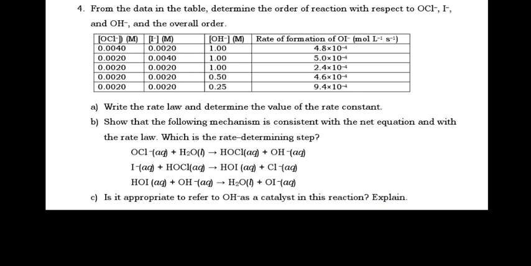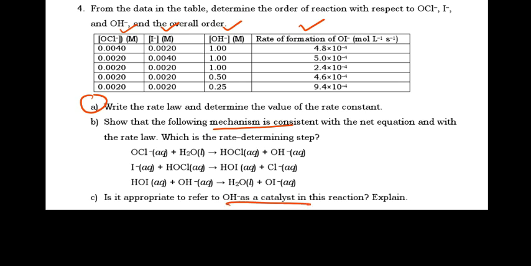Okay, let's look at question 4, which is very interesting. We're told from the data in the table, determine the order of the reaction with respect to OCl, iodide, and hydroxide, and the overall order. So we've been given 3 reactants, and then we've been given the rate of formation. We want to determine the rate law and also determine the value of the rate constant. That's part A. In part B, we are given the mechanism, consistency with the net equation, and of course with the rate law, which is the rate determining step. Is it appropriate to refer to hydroxide as a catalyst in this reaction?